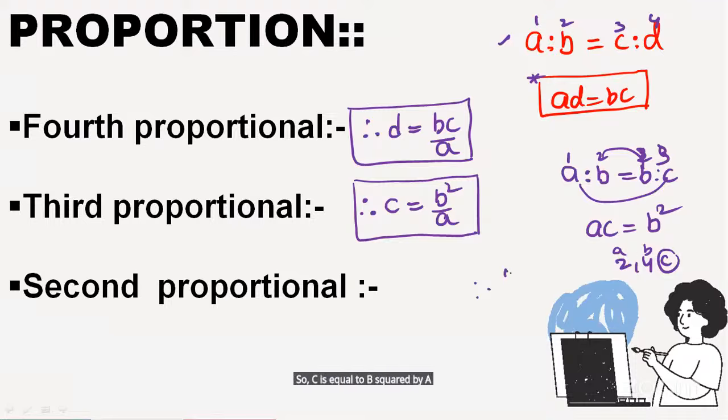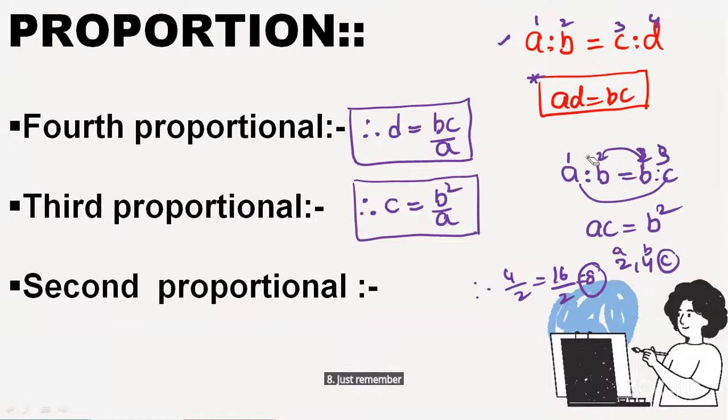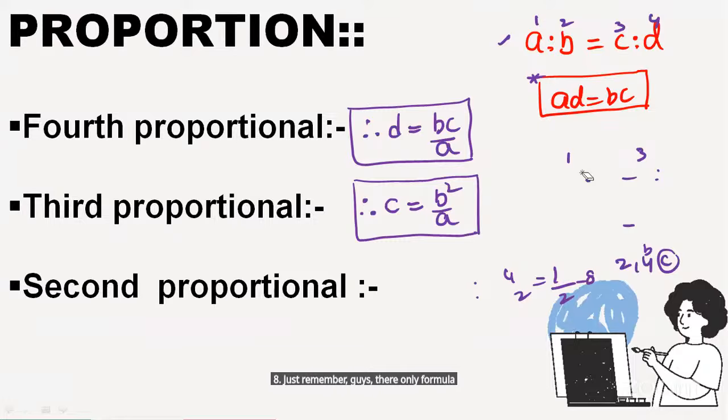B value is how much? 4. 4 square by 2. 4 square is how much? 16. 16 by 2 is how much? 8, guys, here. C value is how much, guys? 8. Okay? Just remember, guys, here only formula. C is equal to B square by A.